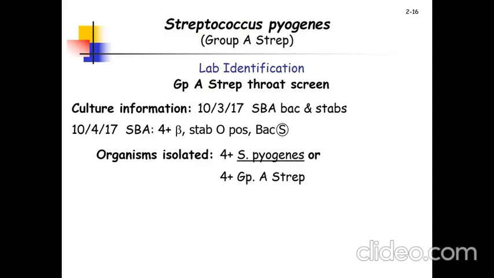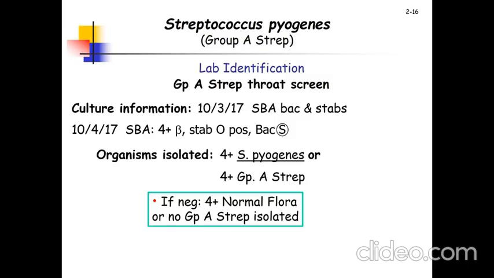Now, if it's negative, you still need to report it out. We don't just report it out as negative, because it's not negative for growth. There's still growth in there. But what we will say is that it's 4+ normal flora, or we would say no group A strep isolated. So one of the two is a good option, but we want to acknowledge we're not necessarily looking for anything else in there. If we say the normal flora comment, that covers it and says that there is other stuff there, but otherwise you could say no group A. If that's all we're going to look for, then that's all we necessarily need to report.